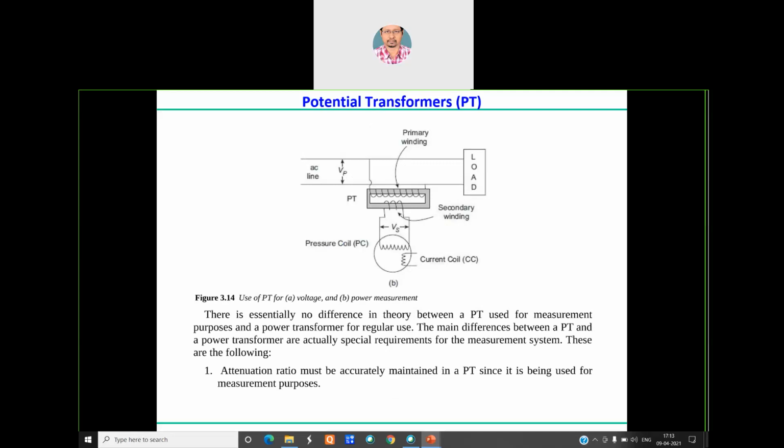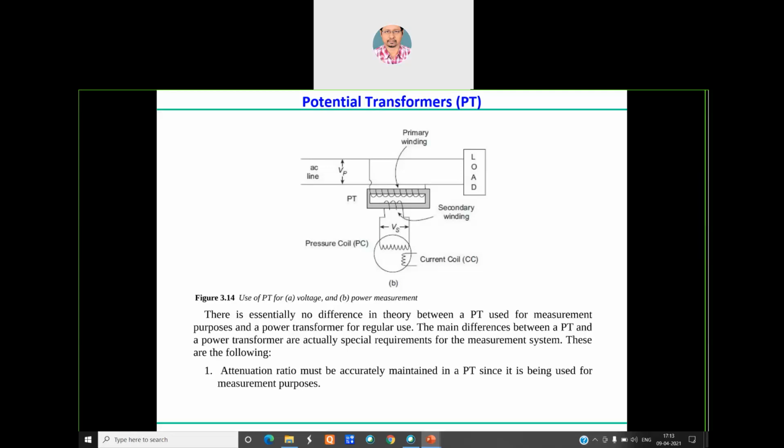Whereas this demonstration is showing that rather than voltage, if you are trying to measure the power, in that case the role of the potential transformer is the pressure coil of the wattmeter. Like in the previous presentation or during our discussion, we have seen how you can use the current transformer as the current coil of the power measurement, as far as the live conductors are concerned.